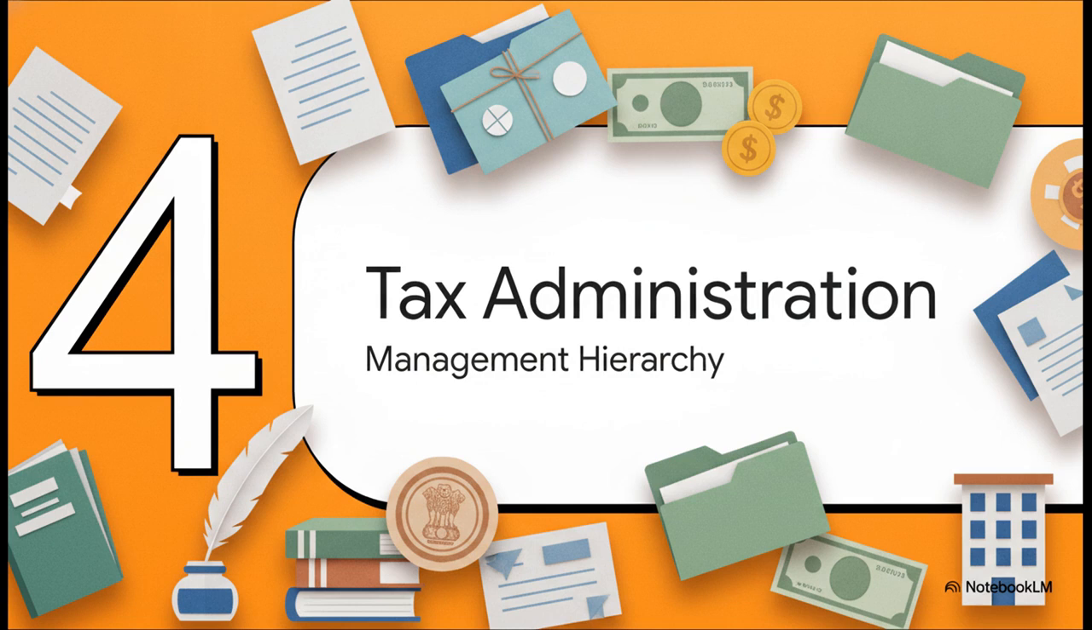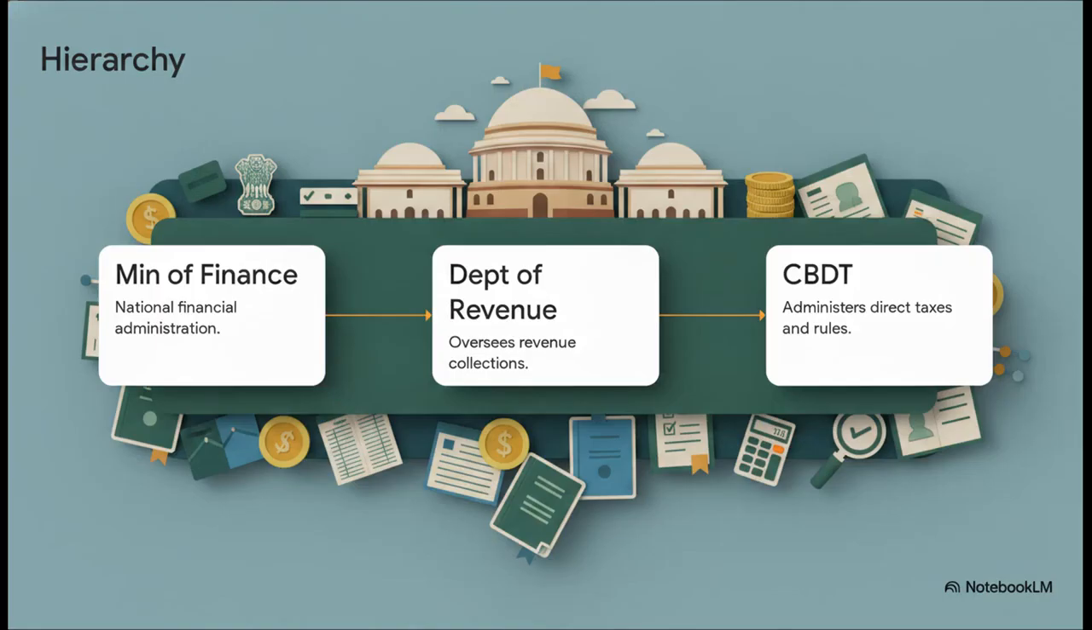Next up, Section 4, Tax Administration Hierarchy. So who's actually managing the mountain of paperwork and collecting the funds on a day-to-day basis? Well, at the very top, since we're dealing with national finance, you've got the Ministry of Finance. Right under them is the Department of Revenue. And then, handling the actual nitty-gritty of your income tax is the Central Board of Direct Taxes, or the CBDT. They're the ones making sure rules are followed and revenue is actually collected.